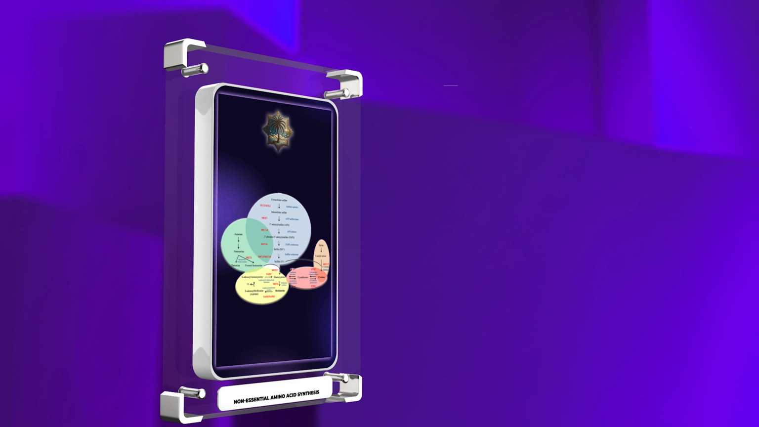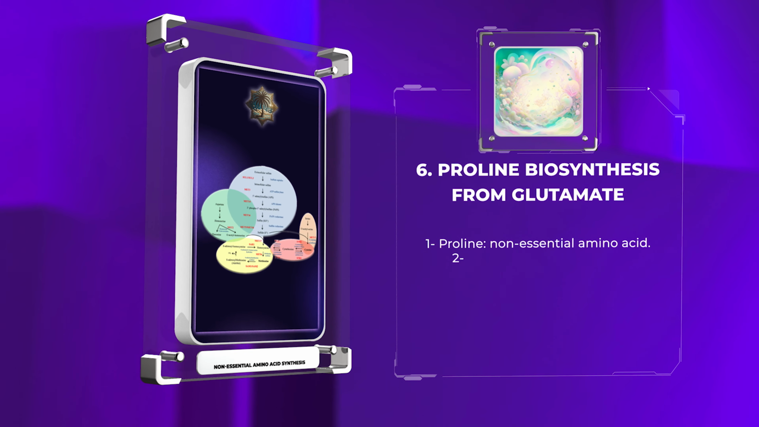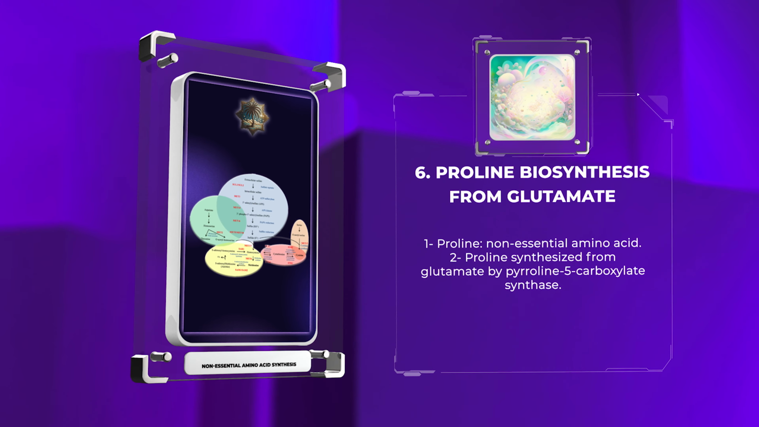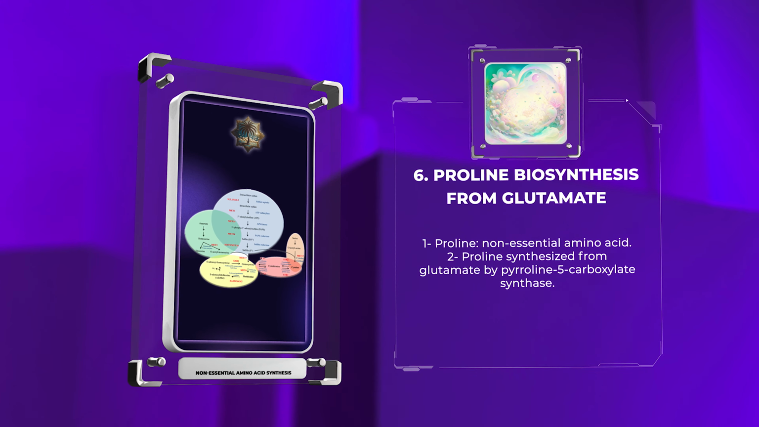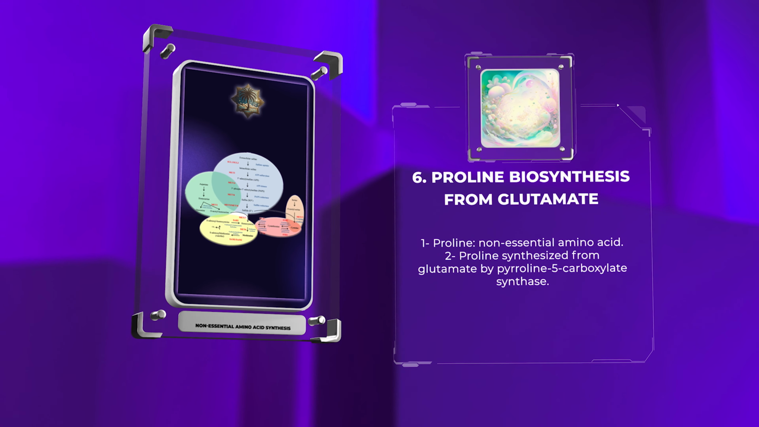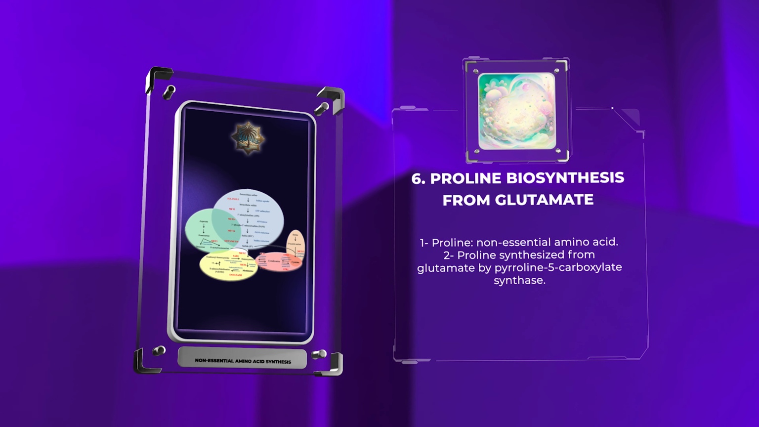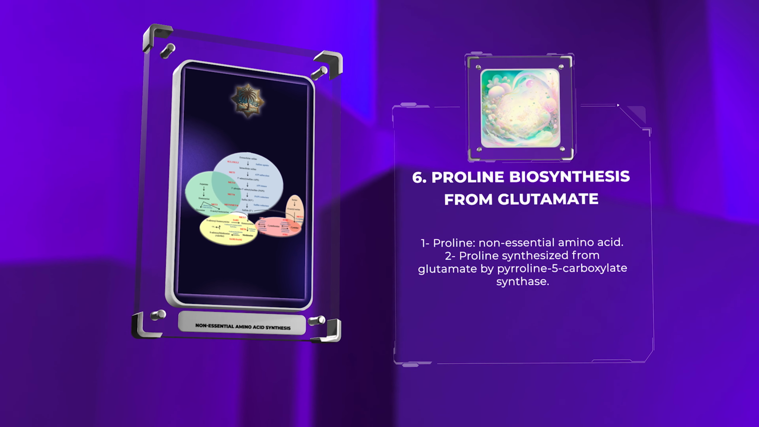Proline, a non-essential amino acid, can be synthesized from glutamate through a series of enzymatic reactions. Glutamate is first converted into pyrroline 5-carboxylate by the enzyme pyrroline 5-carboxylate synthase. Subsequently, pyrroline 5-carboxylate is reduced to form proline.